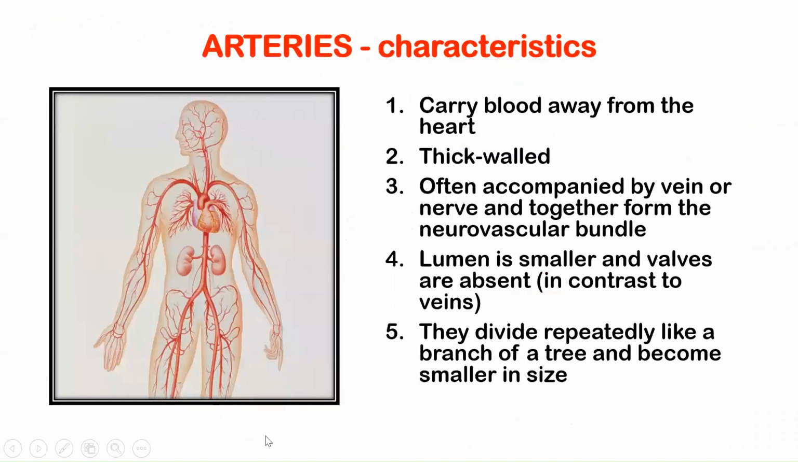The characteristics of the arteries. Arteries are thick-walled tubes which carry the blood away from the heart. They repeatedly divide like the branches of a tree and become smaller in size. Often they are accompanied by veins and nerves and together form a neurovascular bundle. Unlike veins, valves are absent and the lumen is smaller.